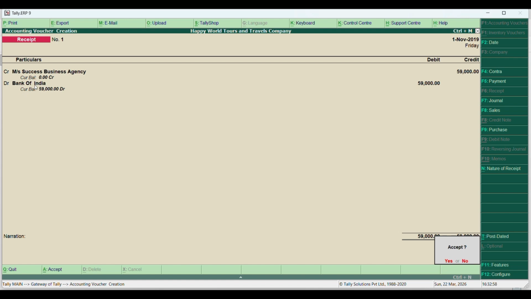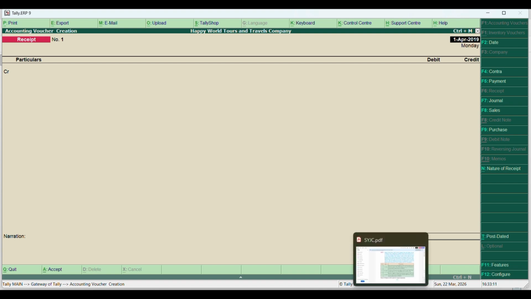So in debit you will be writing cash. Now since in the new textbook they have given the bank related details, that's why I have added bank. So we are just going to accept. So our first transaction is done. Now we come to our second transaction.